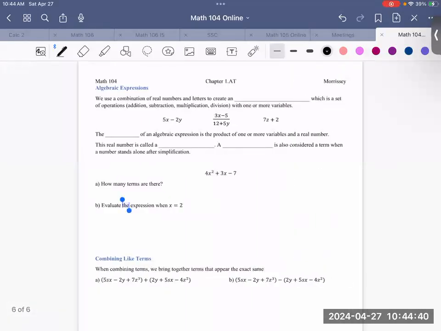Okay, we're getting to the end of chapter 1 intro. Now let's look at your algebraic expressions. So we use a combination of real numbers and letters to create algebraic expressions.